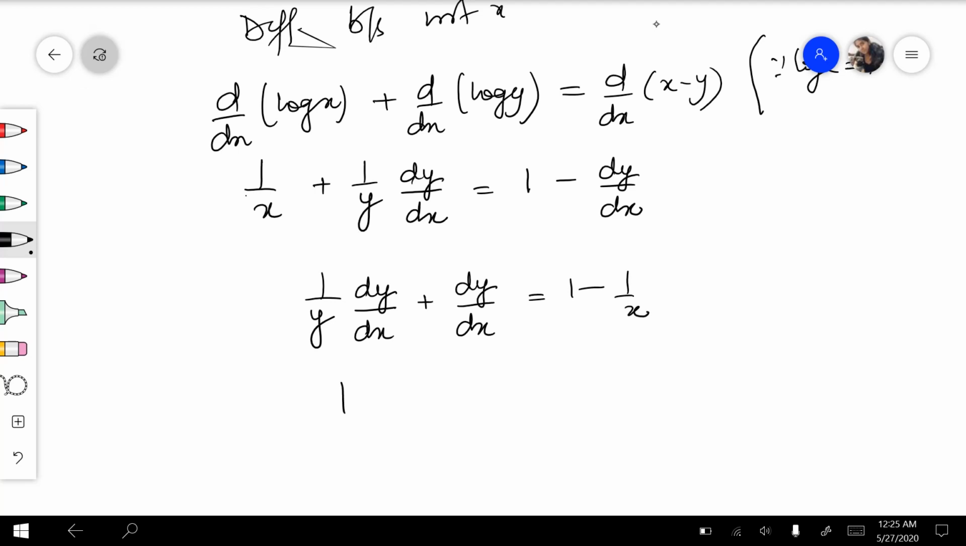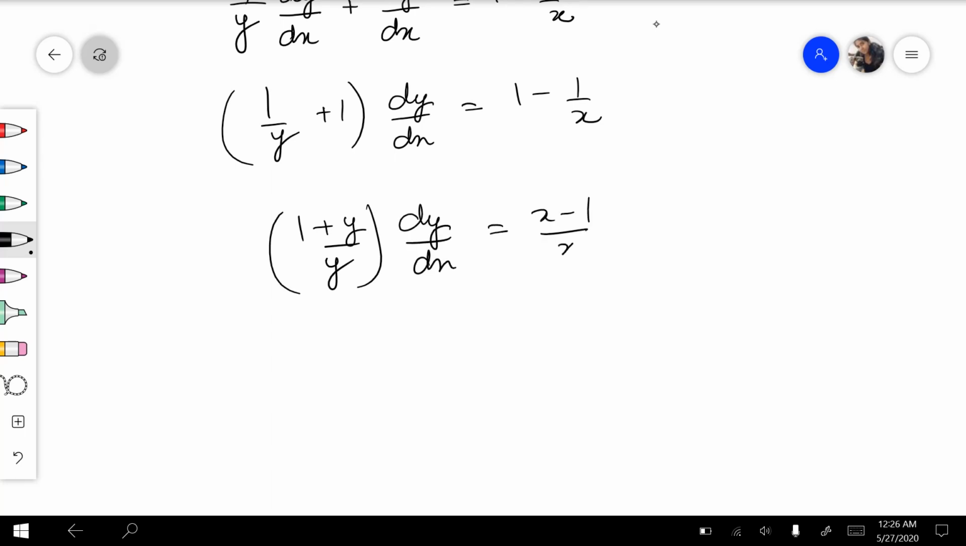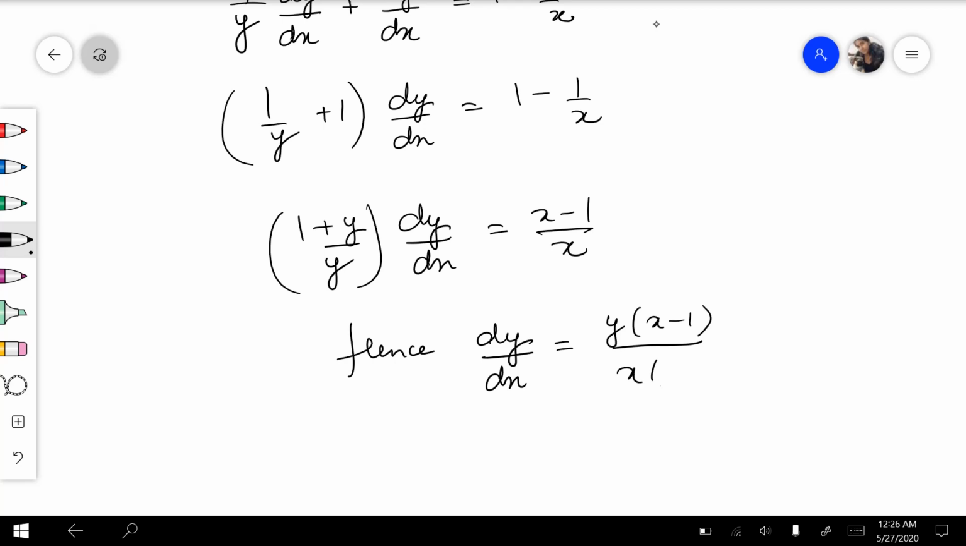Taking dy by dx common, this is 1 minus 1 upon x. Taking LCM on both sides is 1 plus y upon y is equal to x minus 1 upon x. Hence, dy upon dx equals to y into x minus 1 upon x into y plus 1. So, this is the final answer.